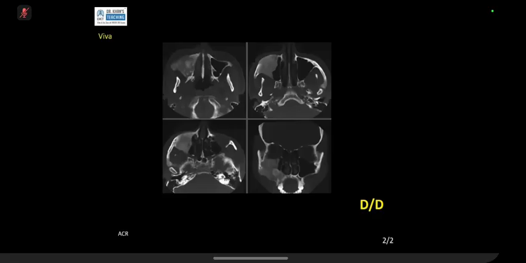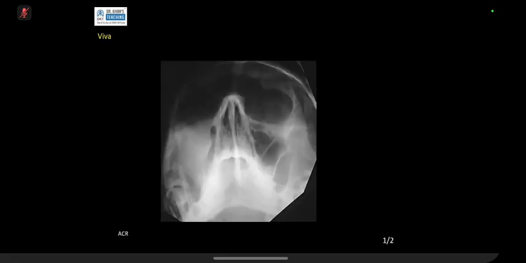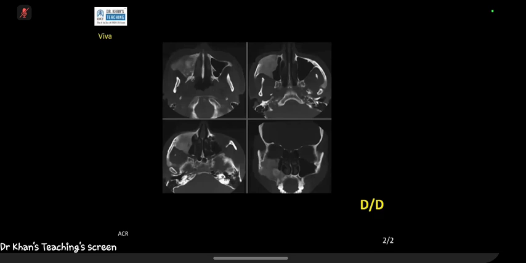The maxillary, it's the maxillary sinus, so it's the zygoma. The zygomatic frontal suture is involved here. That's fine, yeah. Well done, well done. Now, this is a case of fibrous dysplasia.